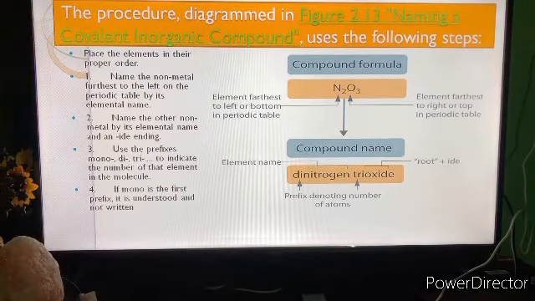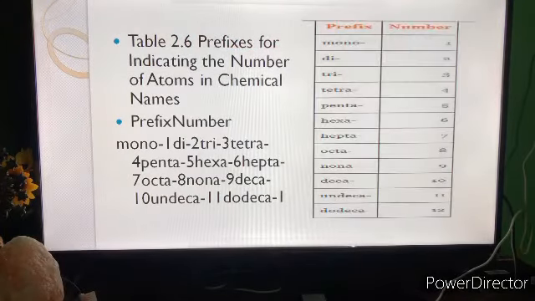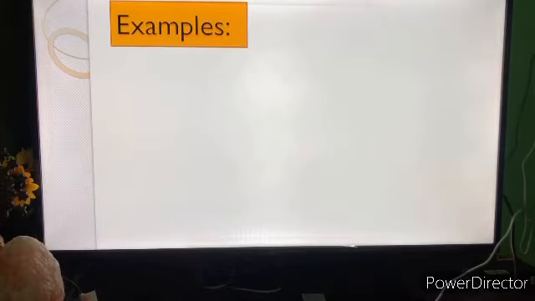So I have here the prefixes and their numbers. Mono means 1, di means 2, tri means 3, tetra means 4, penta means 5, hexa means 6, hepta means 7, octa means 8, nona means 9, deca means 10, undeca means 11, and dodeca means 12. So, examples.